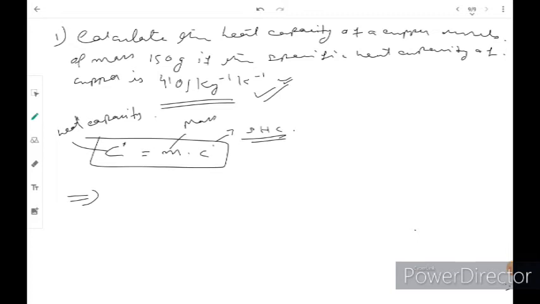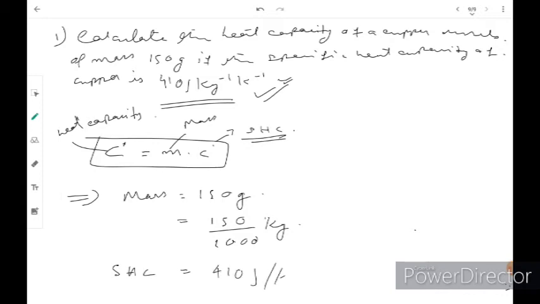The given mass is 150 gram. Let's convert this into kg, so 150 divided by 1000 kg. The specific heat capacity is equal to 410 joule per kg.